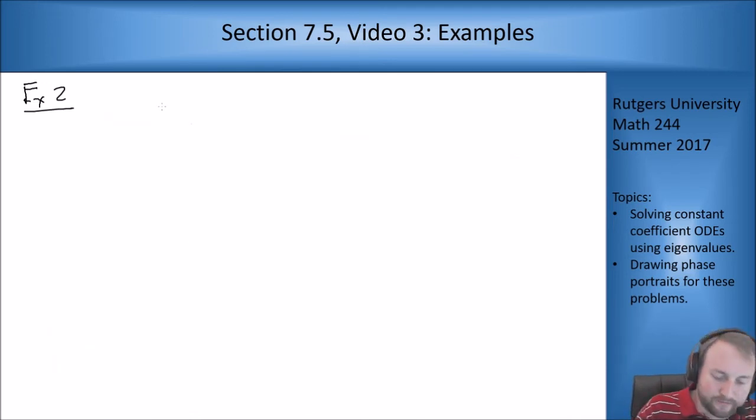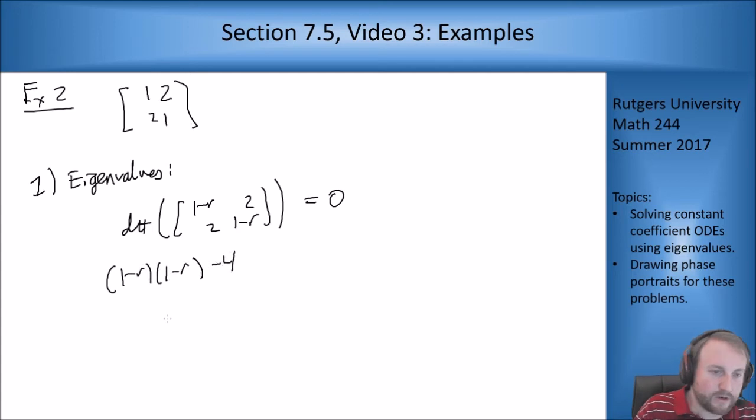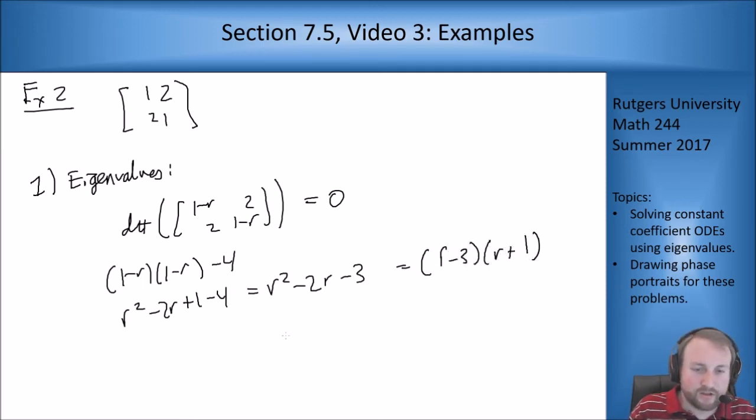All right, example 2. The problem's the same, but the matrix is 1, 2, 2, 1 instead of what we had before. So step 1, eigenvalues. Determinant of 1 minus r, 2, 2, 1 minus r equals 0. So I get (1 minus r)(1 minus r) minus 4. R squared minus 2r plus 1 minus 4 is r squared minus 2r minus 3, which factors as (r minus 3)(r plus 1). So the eigenvalues are minus 1 and 3.